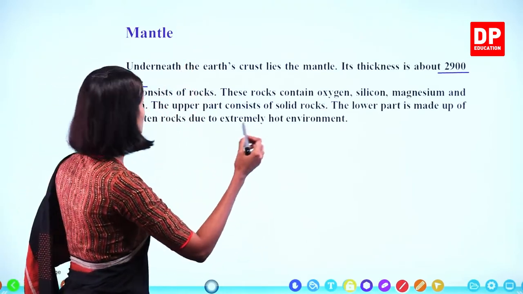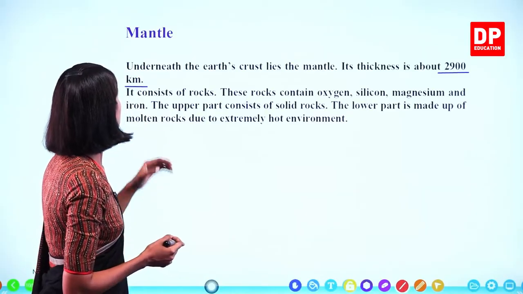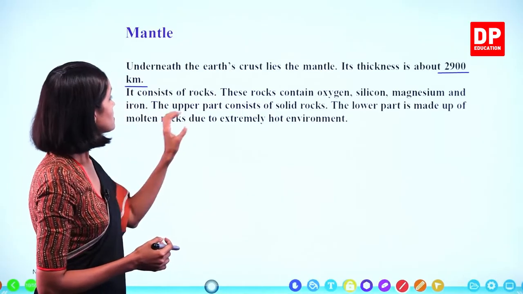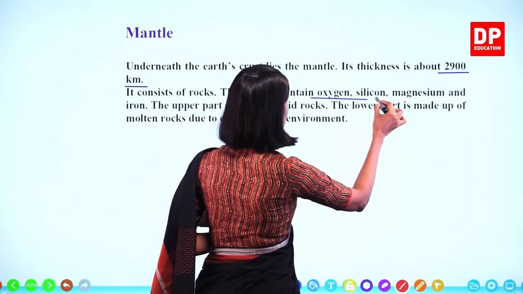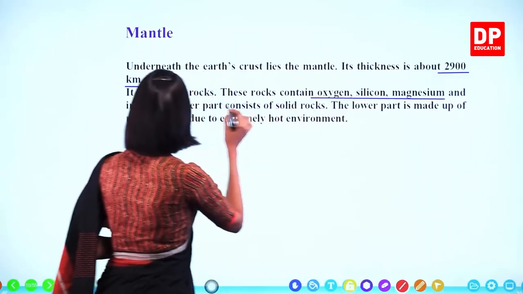Okay, it's 2,900 kilometers. It consists of rocks. These rocks contain oxygen, silicon, magnesium, and iron.